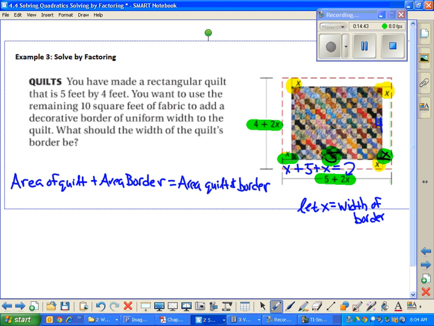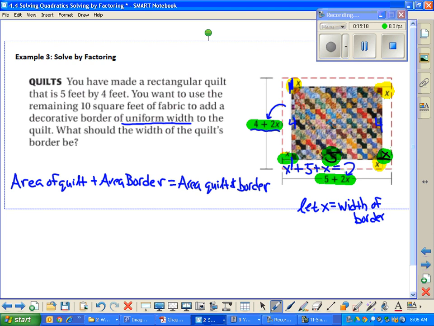Furthermore, if you wanted to relate that to how they got this 4 plus 2x right here, the width of our quilt is 4, and then you'll see that they added an x on up here, and then, oh yeah, they had to add an x on down here. So what we get is 4 plus 2x for that outside dimension. If you're wondering where they got those, they got them because of this phrase right here. We had to add that x all the way around.